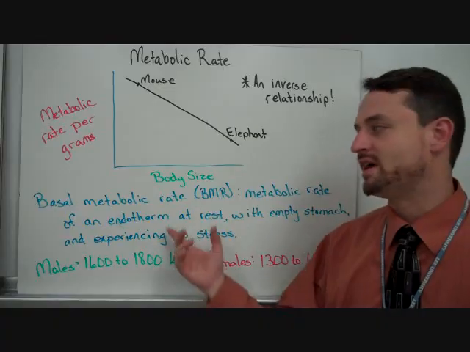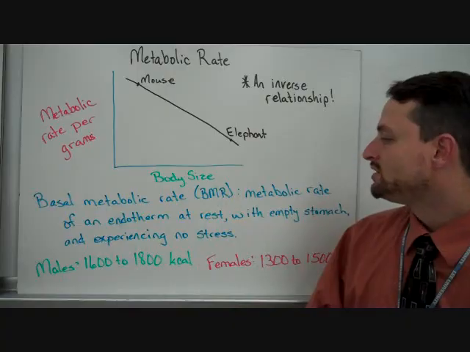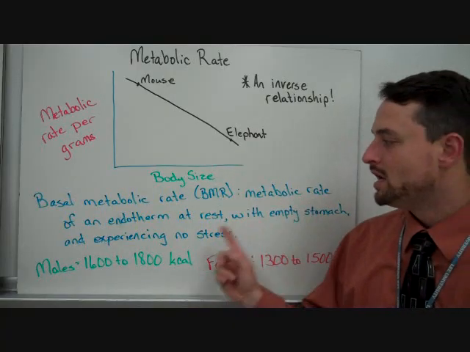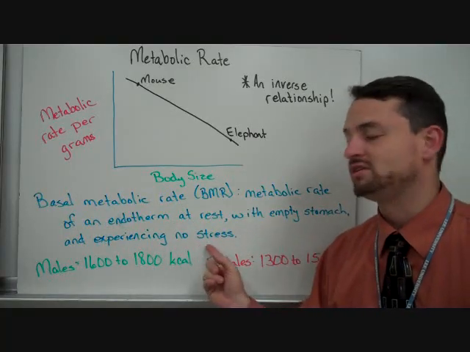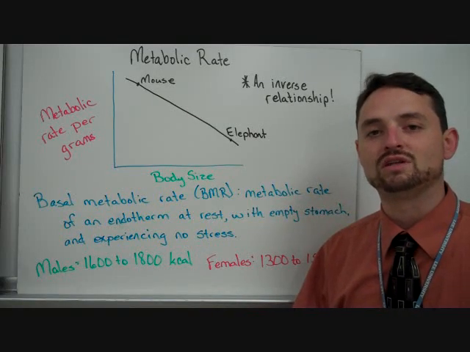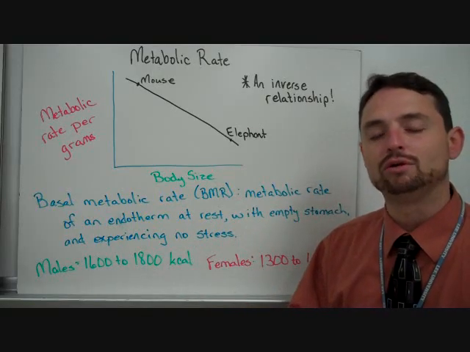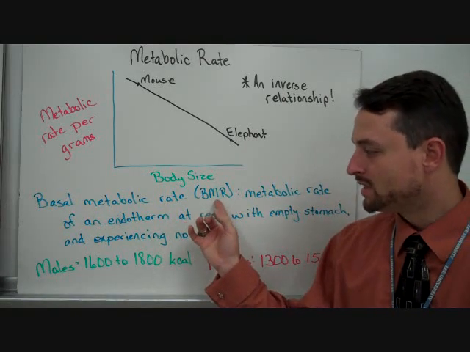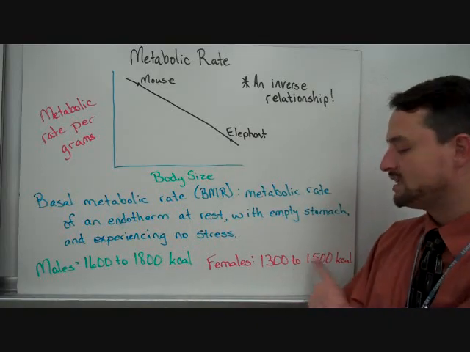Which brings us to the last thing, what we call basal metabolic rate, or BMR. And you may have heard of your BMR before. Some people that are concerned with weight loss and stuff will look at BMR. This is the metabolic rate of an endotherm at rest with empty stomach and experiencing no stress. So you're completely calm, you're relaxed, you're at rest, and you have an empty stomach. How much metabolism has to take place in your body to keep you alive? That's the basal metabolic rate, BMR. For males, that's 1,600 to 1,800 kilocalories. For females, that's 1,300 to 1,500.